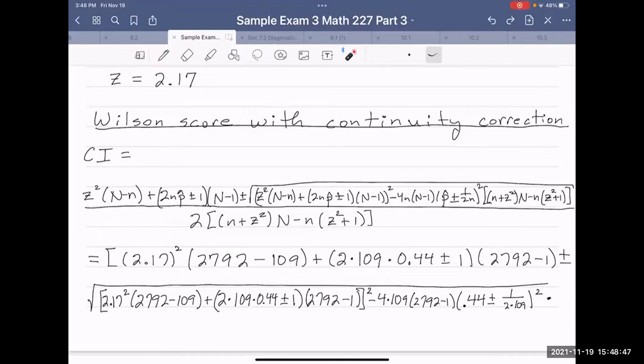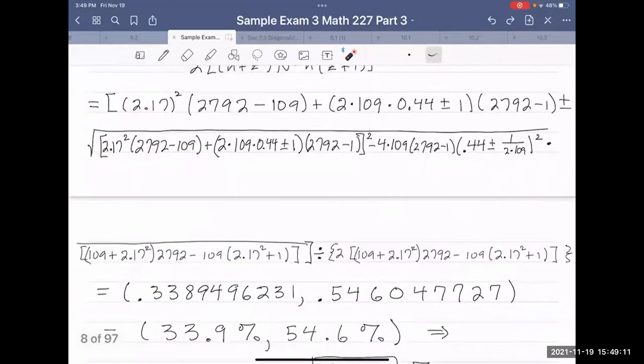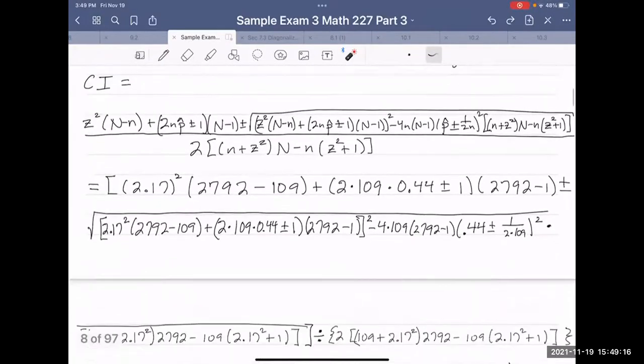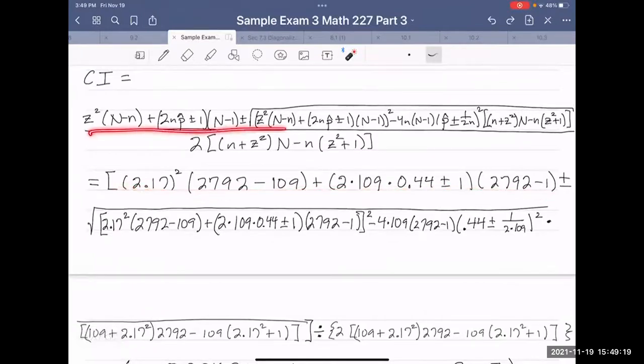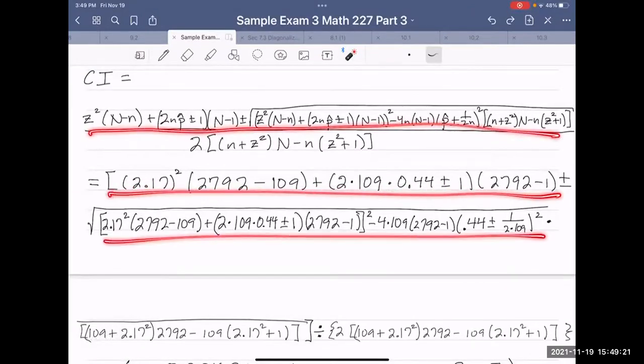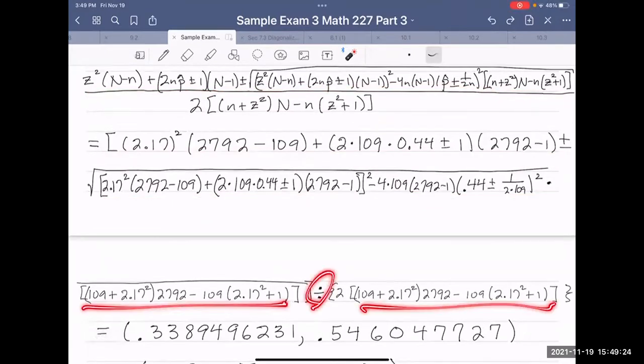Okay, so plug all that in. Wherever I see a z here, I replace z by 2.17. It continues on. Unfortunately, when I plug it in, it was too long. So my numerator continues on over here. Then I say divided by a denominator.